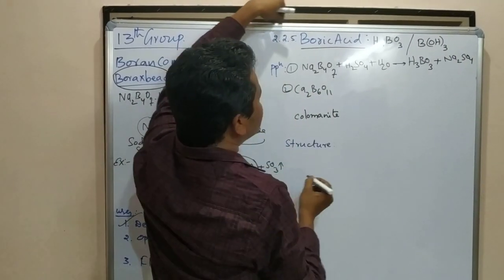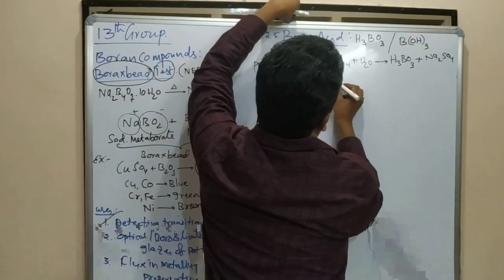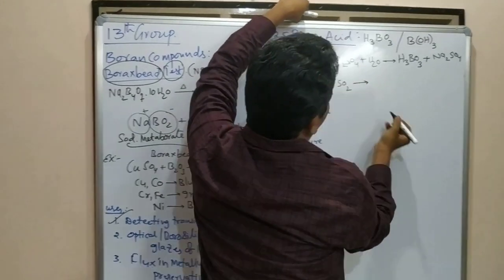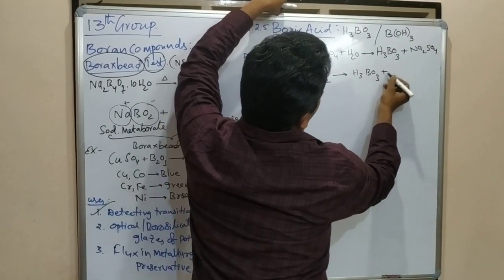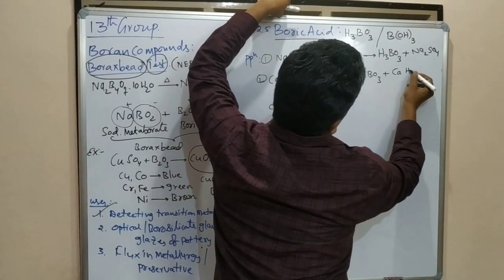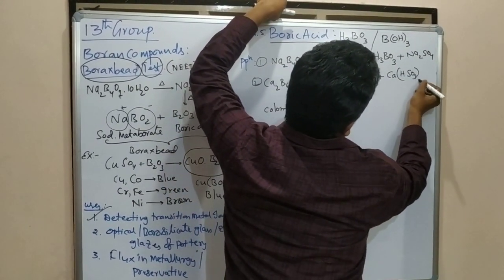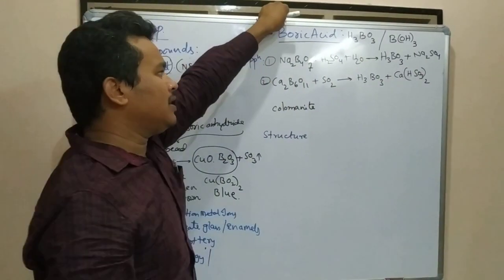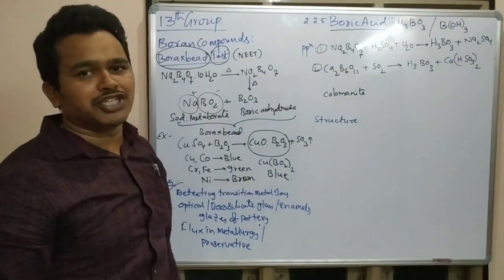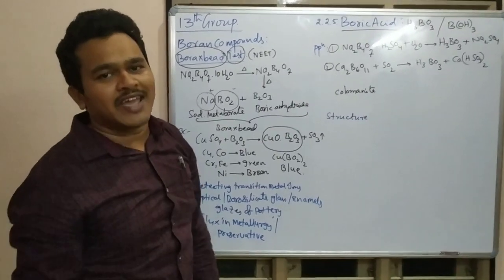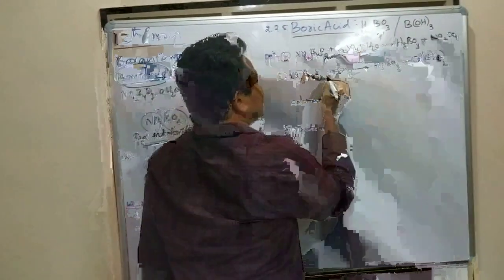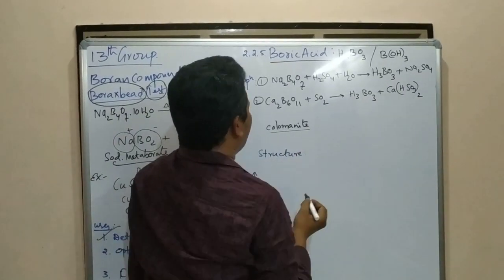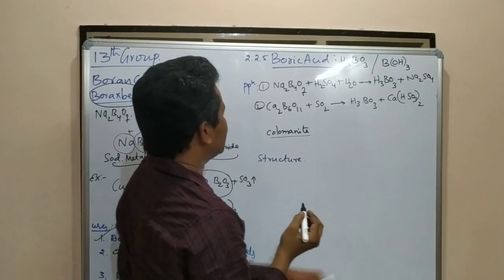Ca2B6O11 is going to react with what? SO2. It is giving H3BO3 and calcium bisulfite. SO3 means sulfite, calcium bisulfite. This is the other preparation method for the boric acid. And this is called colemanite. After that we are going to discuss the structure.